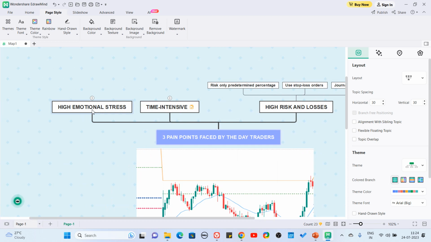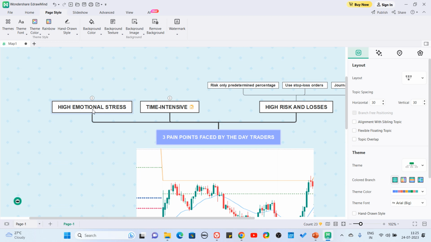high emotional stress. When it comes to new or novice traders, they don't learn a system. They just come to the markets, open a demat account, and put money into the markets knowing just how to buy and how to sell a stock or an index. This gives traders high emotional stress.